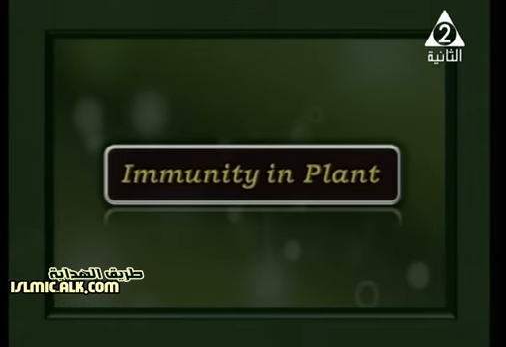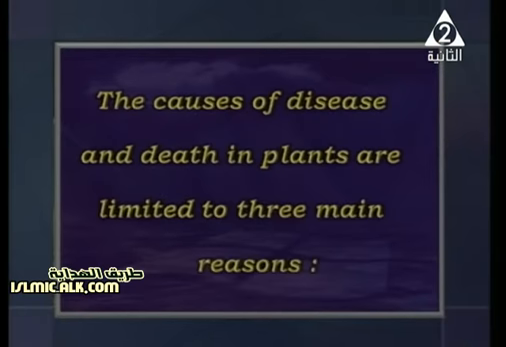Number 1, we're going to start with the immunity in the plant. The causes of disease and death in plants are limited to 3 main reasons. So how many reasons do we have for the death or destruction of plants? We have a lot of reasons, but right now in our curriculum we have just 3 main reasons.